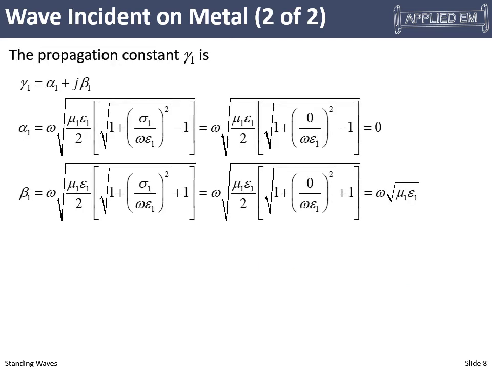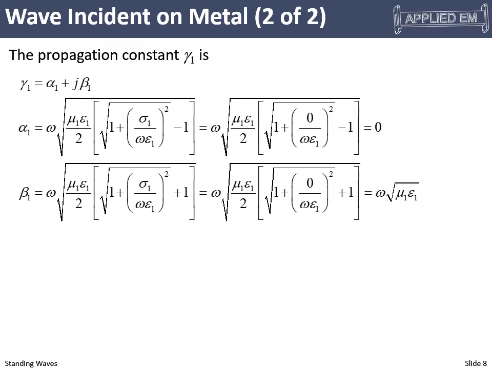In terms of our other parameters, we have a complex propagation constant in medium 1, which is alpha plus j beta. And we can plug in our values to get alpha and beta where the conductivity is 0. What we end up with in medium 1, since it's lossless, is 0 attenuation. And our beta term, our phase constant, is omega times the square root of mu epsilon. From previous discussions, this should not be a surprise.